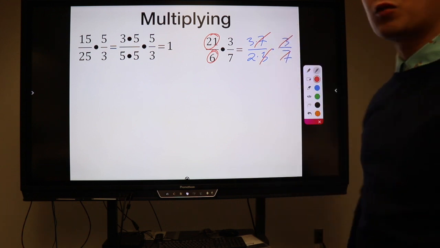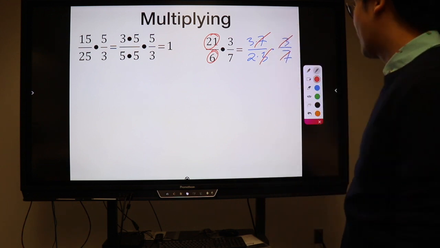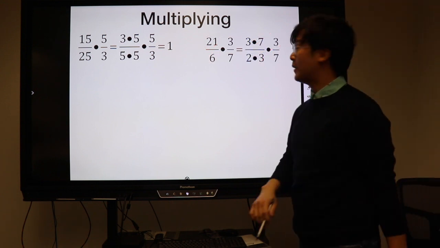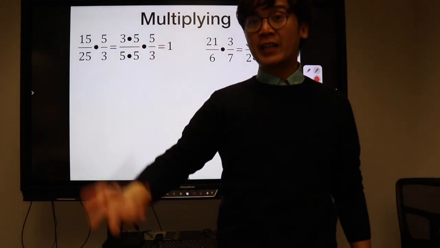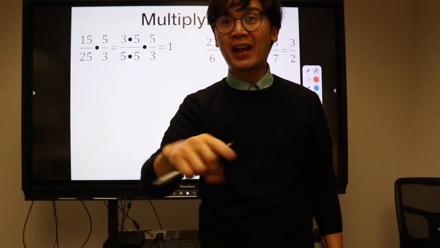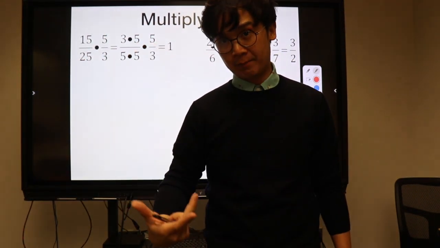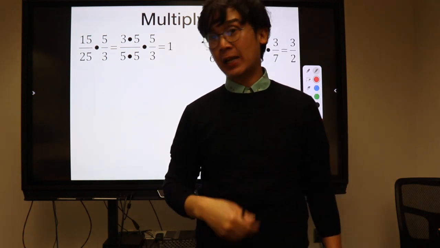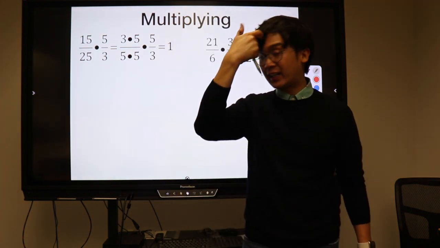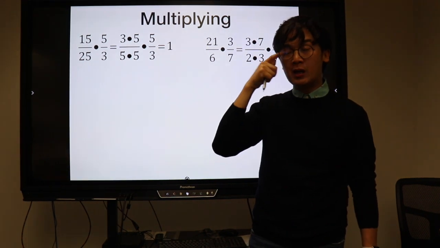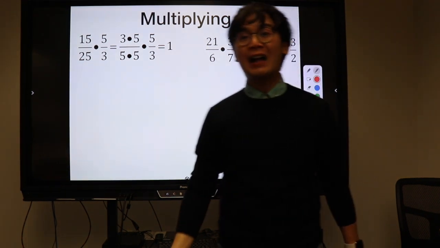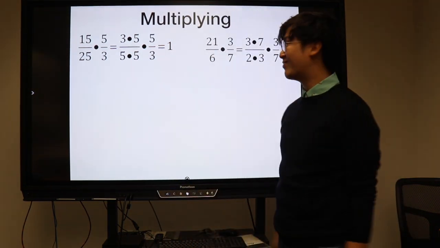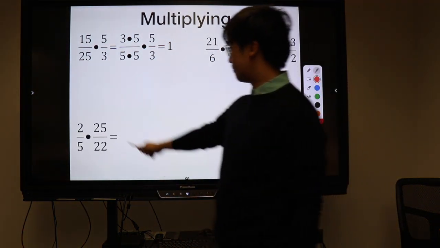21 over 6 times 3 over 7 is equal to 3 over 2. So what you're doing is you are simultaneously simplifying and multiplying fractions at the same time. That's why you need your technique, right? So this is your introduction to algebra, because this is how we multiply problems in algebra. We always factor. How about this?